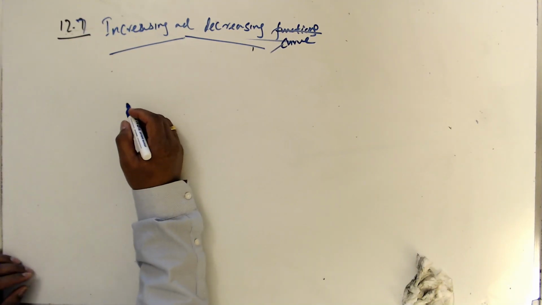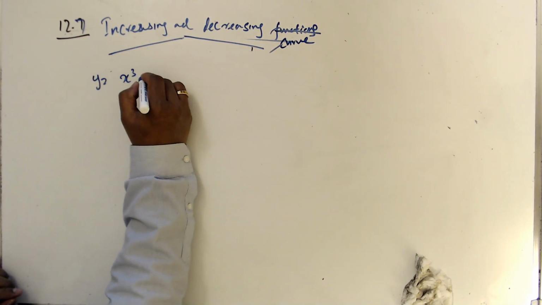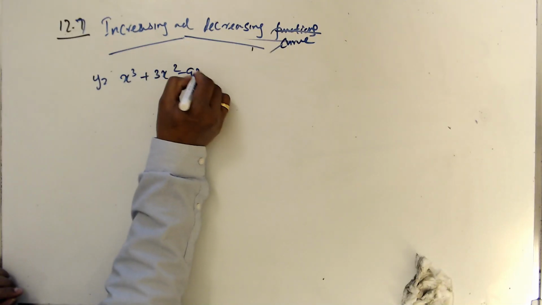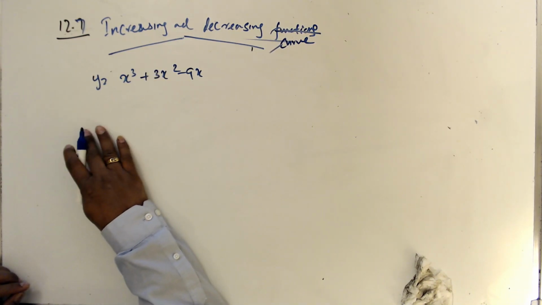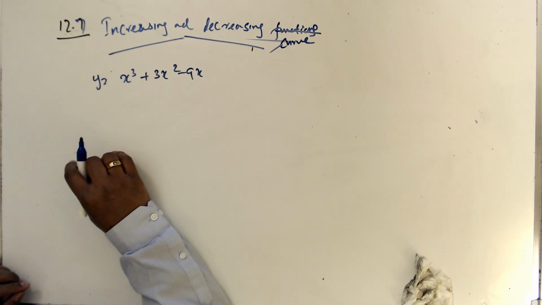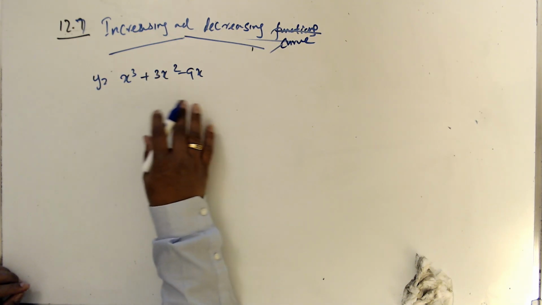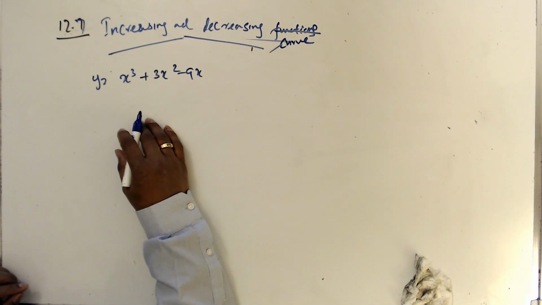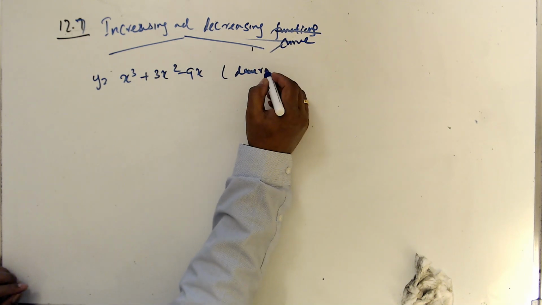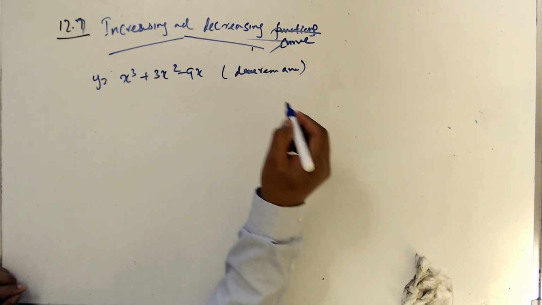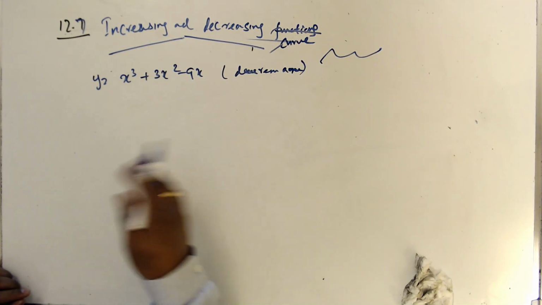Let's consider this example. Y equals x cube plus 3x square minus 9x. Now we are not going to draw this one. It will take time. And I want to find the area where this is increasing or decreasing. Let's say I want to find the decreasing area on this curve. So this curve goes like this.